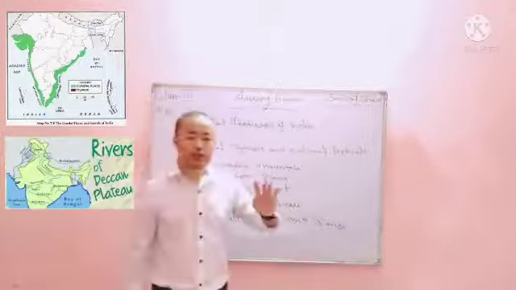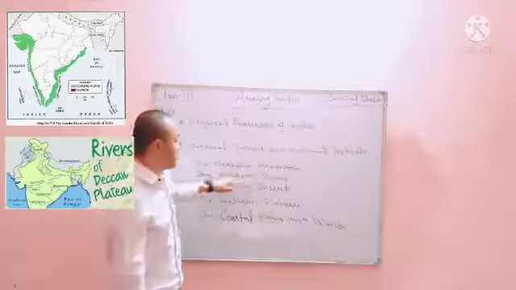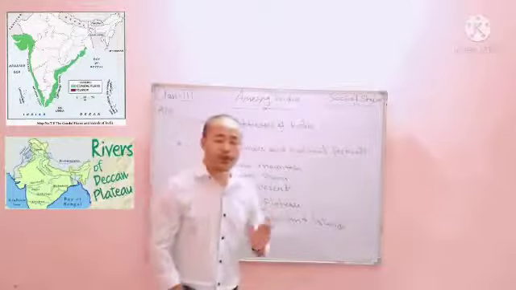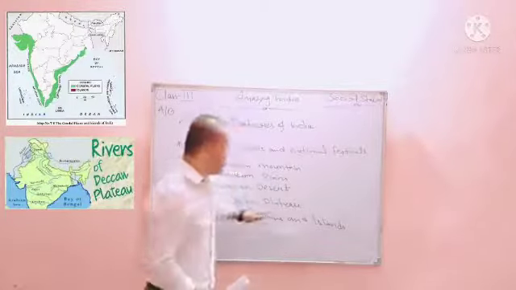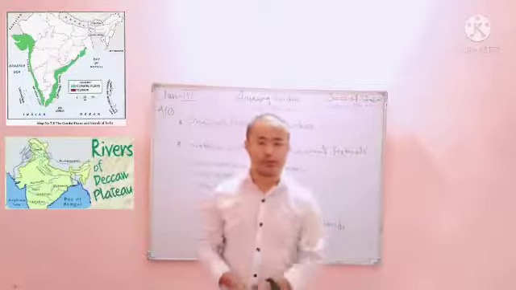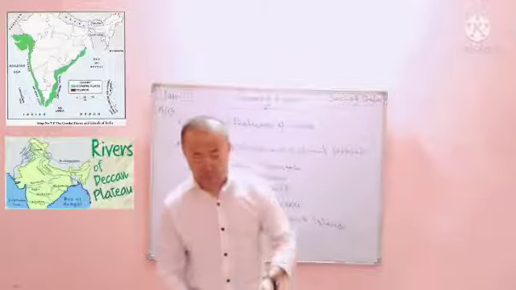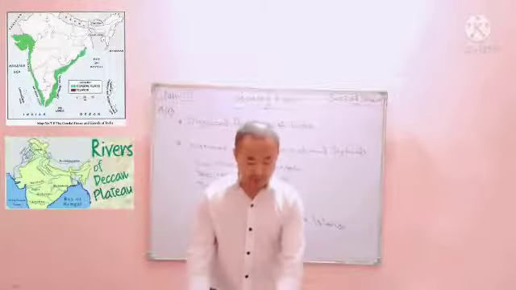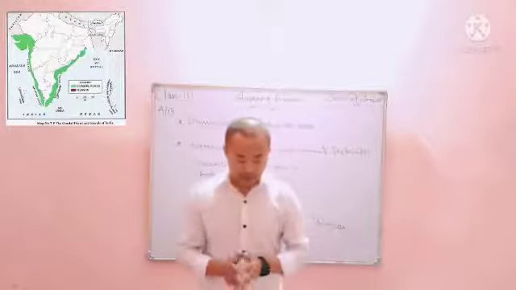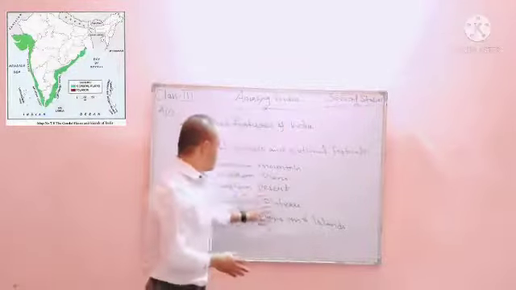Ganga, Yamuna and Brahmaputra flow in the northern plains. That's why the northern plain is very fertile, because of the rivers. In the southern plateau, Krishna, Kaveri, Godavari and Mahanadi flow, and these rivers get their water from the rains.